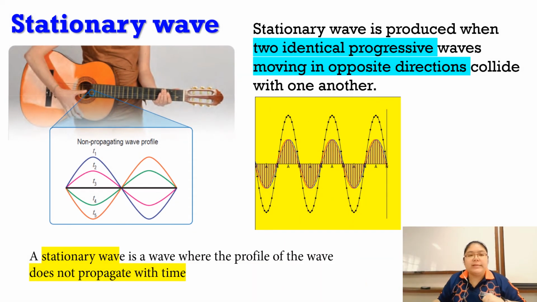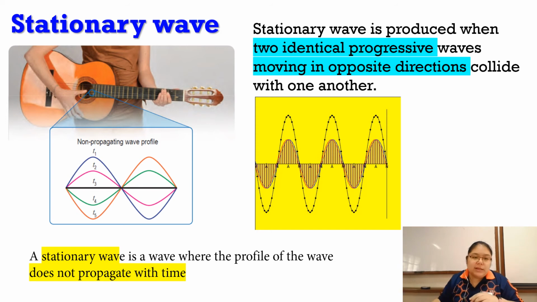Okay, this one is a stationary wave. Do you see what a stationary wave means? A stationary wave is produced when two identical progressive waves move in opposite directions. For example, when you pluck a guitar, the waves move progressively in opposite directions, and after that they collide with each other.